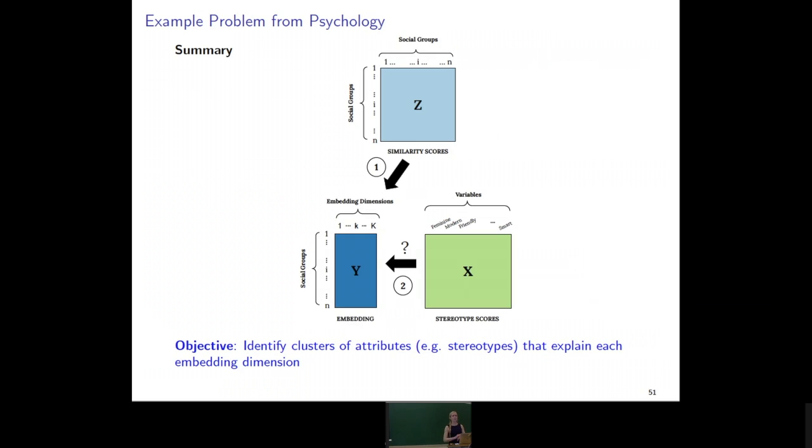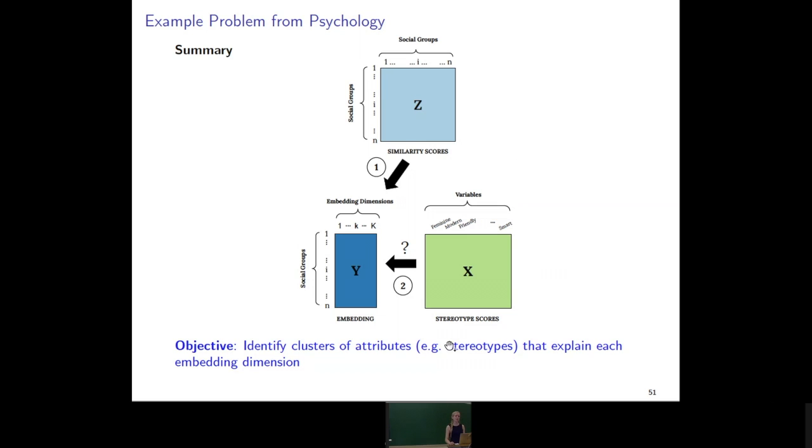So here I'm just going to summarize what we talked about, so you have it in your head. The idea is we collected a first data matrix called Z here that collects similarity scores between all pairs of social groups, and then we use dimensionality reduction in a first step, MDS in particular, to generate what's called an embedding, which is a lower dimensional matrix, which is easier to analyze. But unfortunately, in this embedding, the dimensions or the columns don't have a known meaning.